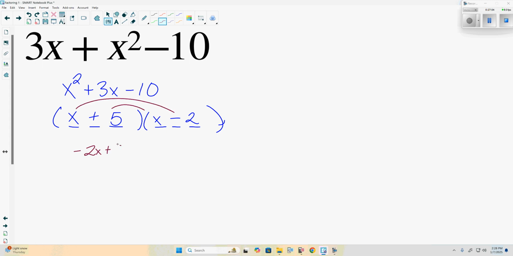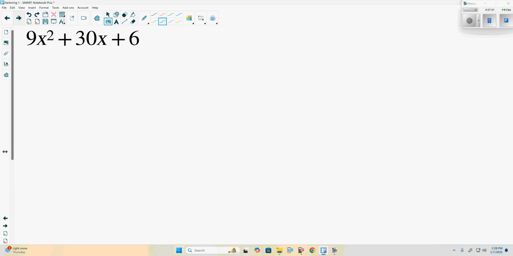Negative 2x plus 5x equals 3x. Not too bad.